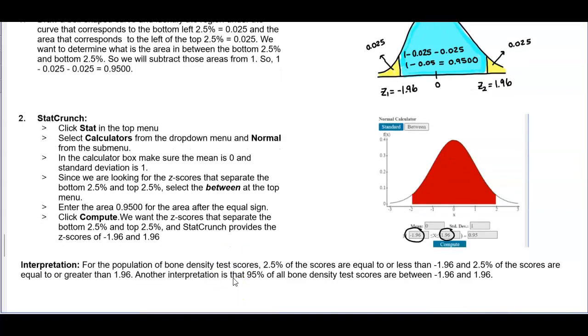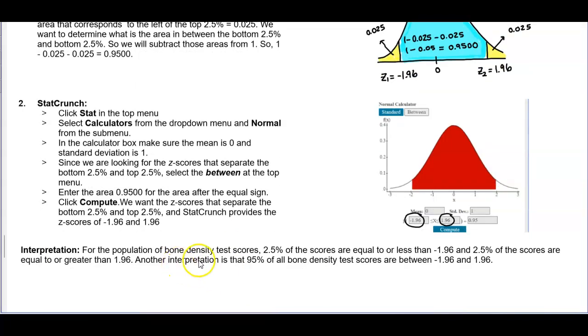So let's see the interpretation. For the population of bone density test scores, 2.5% of the scores are equal to or less than negative 1.96, and 2.5% of the scores are equal to or greater than 1.96. Another interpretation is that 95% of all bone density test scores are between negative 1.96 and positive 1.96.